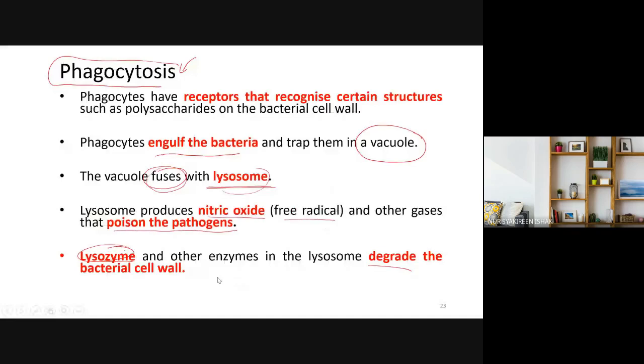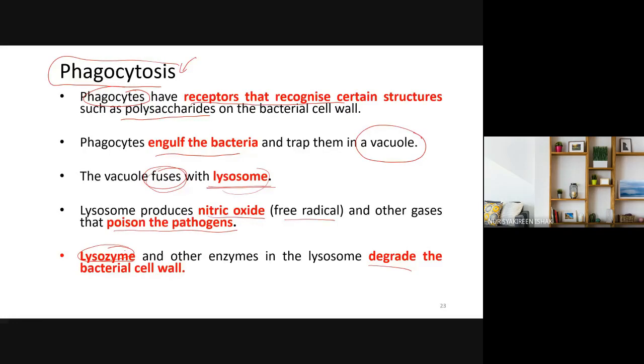Ini dia. Alright. So that is phagocytosis. So I'll go through again. So phagocytosis is a type of endocytosis where the white blood cells, we call it as the phagocyte, that has the ability to engulf the pathogen. Okay, so it engulfs the pathogen because this phagocyte will have receptor that recognizes that it is a pathogen. Recognize certain structures such as polysaccharides on the bacterial cell wall.